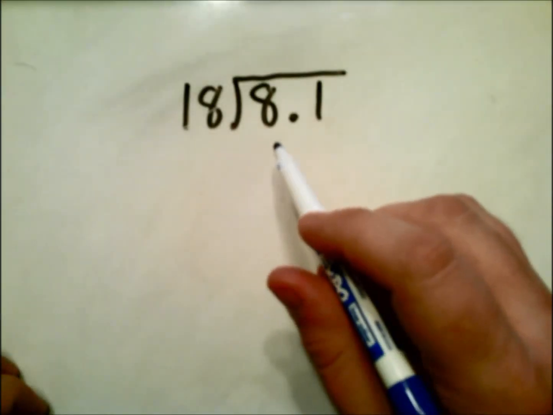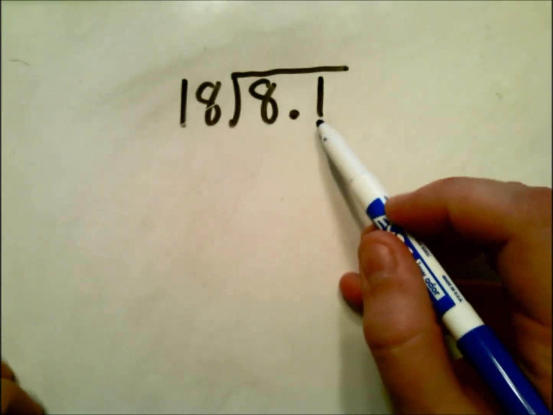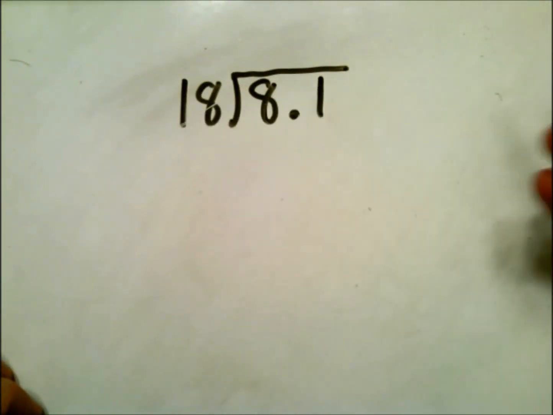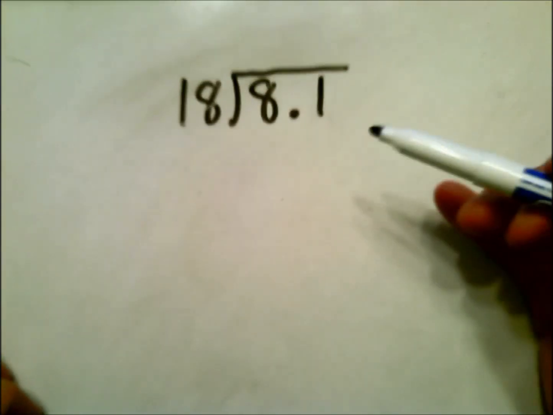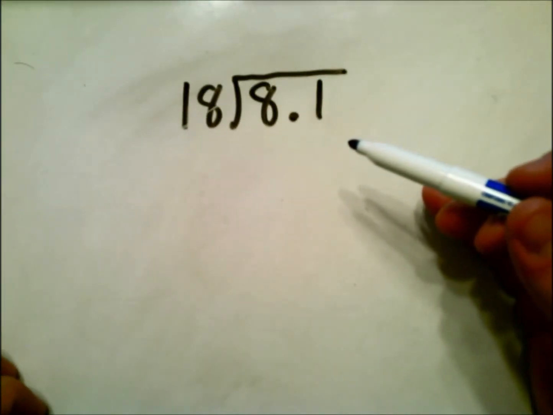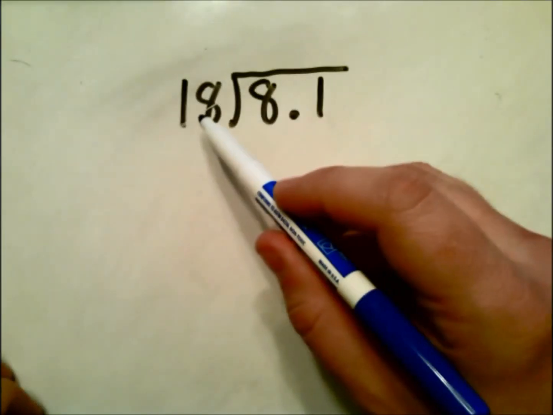All right, so for our first example, what we have is 8 1/10 divided by 18. And I know what you're saying, Mr. Stewart, you can't divide a smaller number by a bigger number. Well, you can, and we're going to show you how we do it. Okay, so we're dividing the decimal by the whole number.